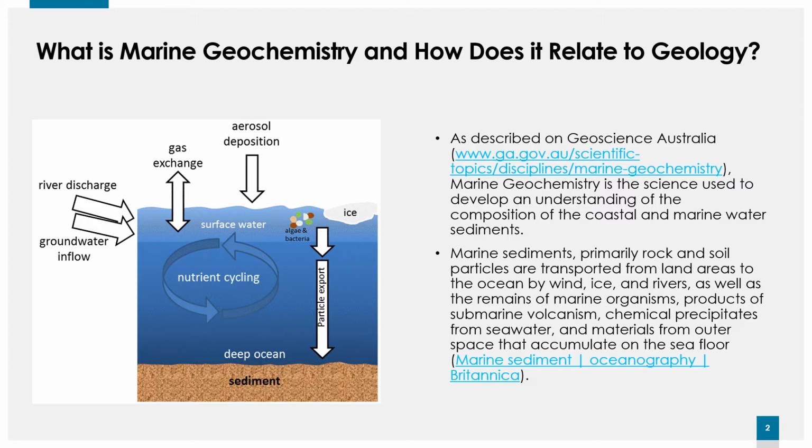The image to the left is basically giving you a visual of that process, representing the nutrient cycling, showing sediments at the bottom of the ocean that bring themselves to the surface through groundwater inflow and come back out through river discharge and are produced back into the air through gas exchange, aerosol deposition, and brought back into the water through ice and wind.